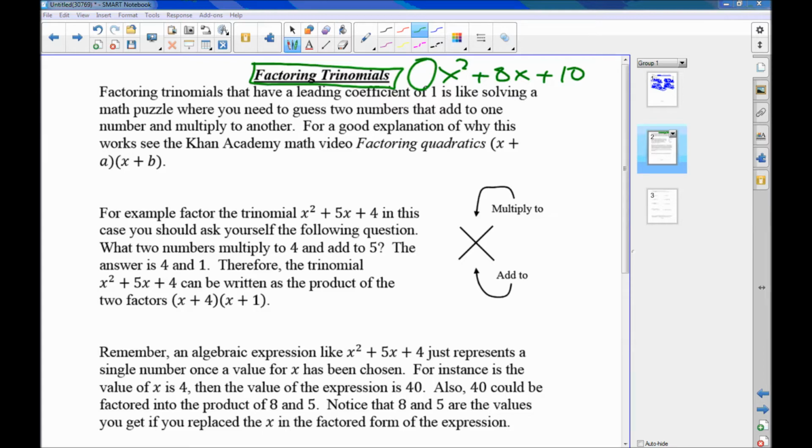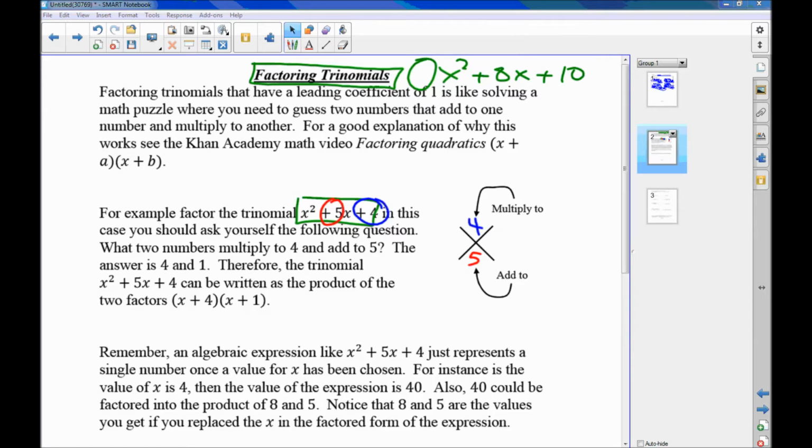Say we wanted to factor the trinomial x squared plus 5x plus 4. In this case, you should ask yourself the following questions. What are two numbers that multiply to 4 and add to 5?